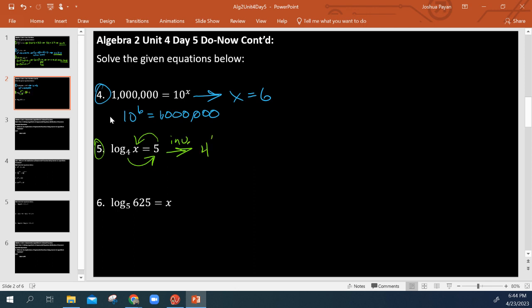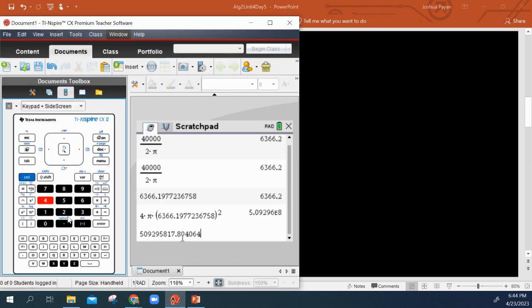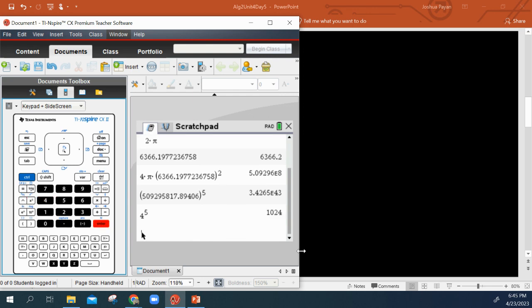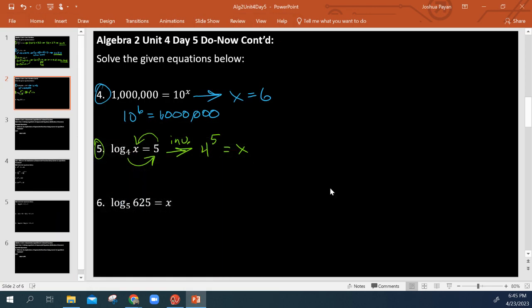So 4 to the 5th power equals x, and I have no idea what that is. 4 raised to the 5th power. I think I know what it is. Yeah. Okay, it's 1024. So x is simply equal to 1024.